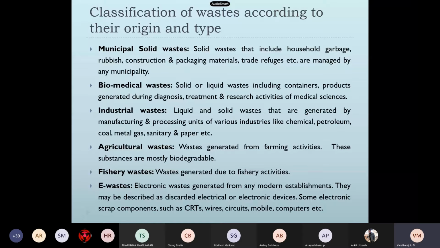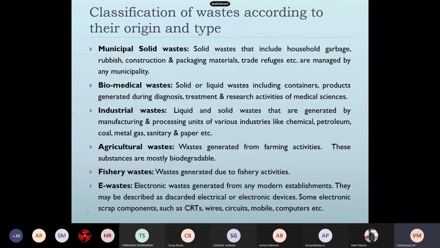The biomedical waste, such as containers, the products generated during diagnosis and treatment and research activities of biomedical sciences. See, nowadays we are facing various difficulty in handling these biomedical wastes, and that too with this COVID scenario. We are struggling to handle various biomedical wastages.